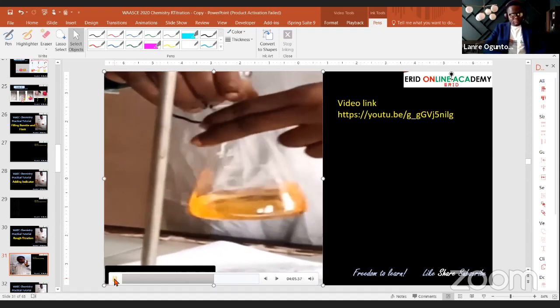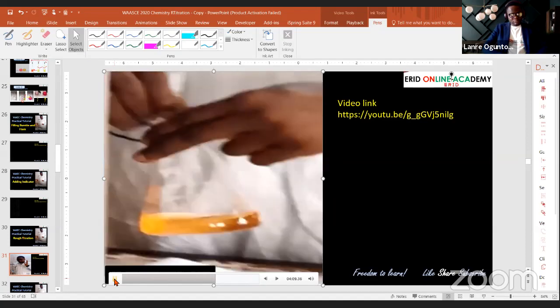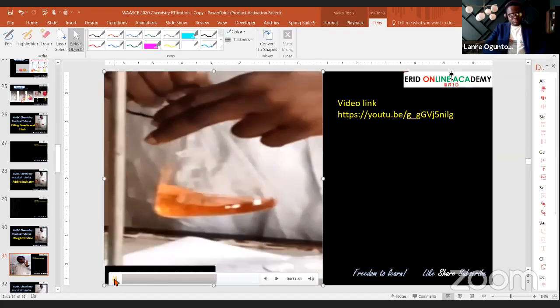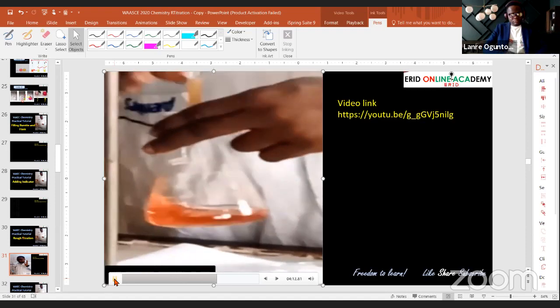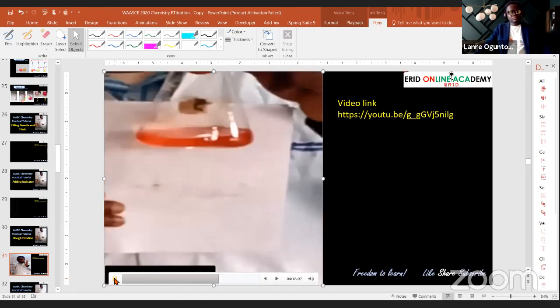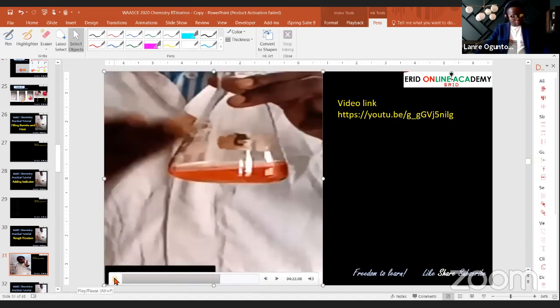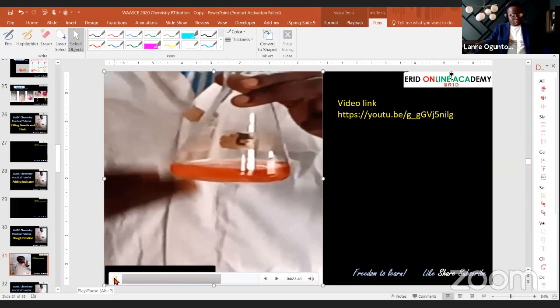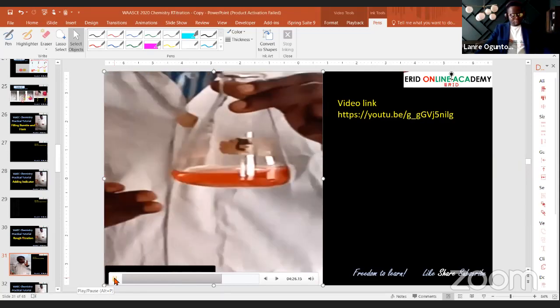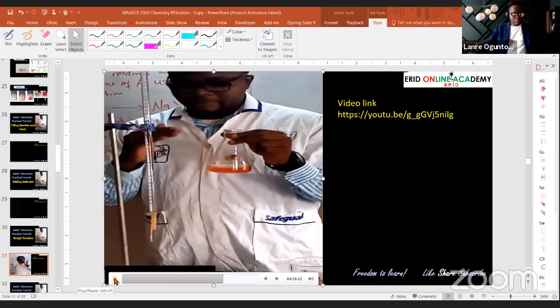Okay, let's zoom closer. Good. Can you see that? That's a brilliant color change. It's easy to recognize. So at this point that we have this color change, that indicator has done its job to tell us that this point is your end point. End point means you have to stop your titration.